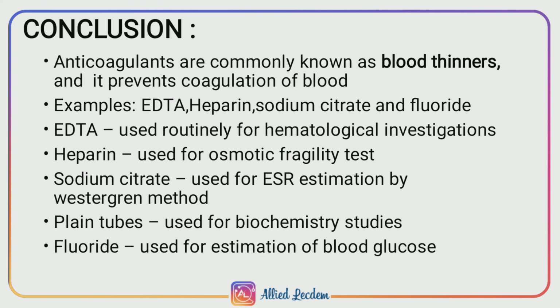Conclusion. Anticoagulants are more commonly called blood thinners as they prevent coagulation of blood. So EDTA, heparin, sodium citrate and sodium fluoride are some commonly used anticoagulants. Here EDTA is used routinely for hematological investigations, heparin for osmotic fragility test, sodium citrate for erythrocyte sedimentation rate by Westergren method, plain tubes for biochemistry studies, and fluoride for estimation of blood glucose.